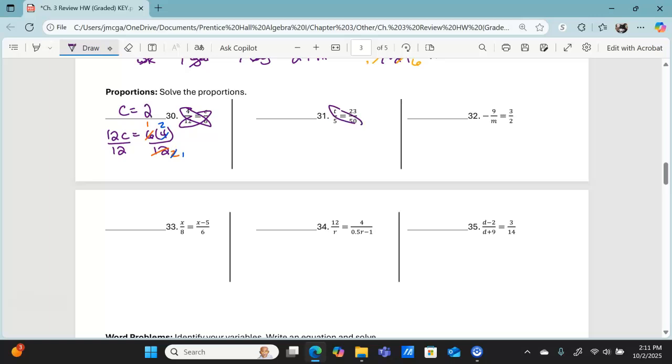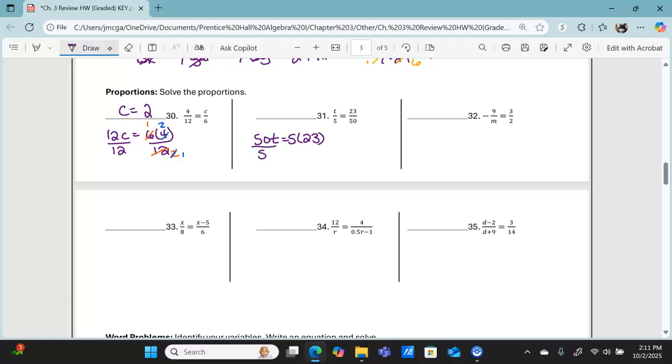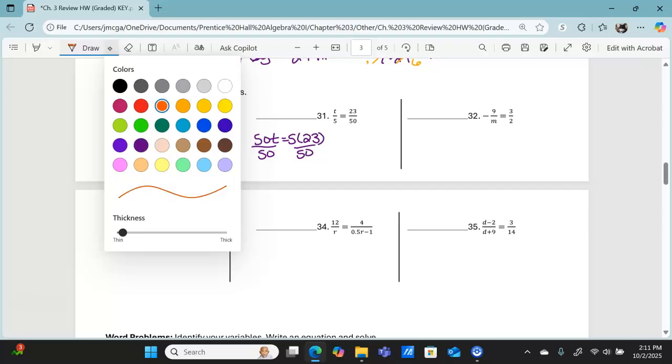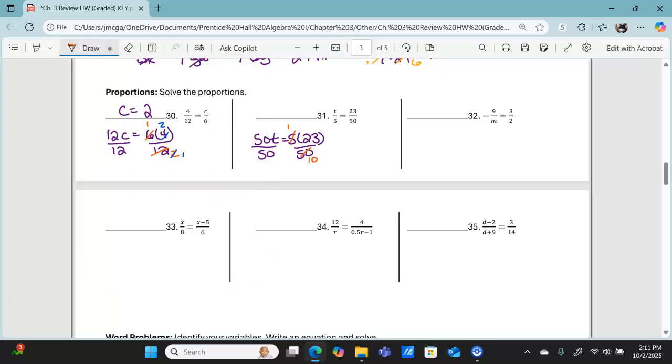On this one, cross multiplying, 50 times t equals 5 times 23. Again, I can see that when I go to divide, I'm going to have something that will cancel, because 5 and 50 are both multiples of 5. So 1 and 10, that cancels there. So I end up with t equals 23 divided by 10, which is simply 2.3. When you multiply or divide by 10, you just move the decimal around.